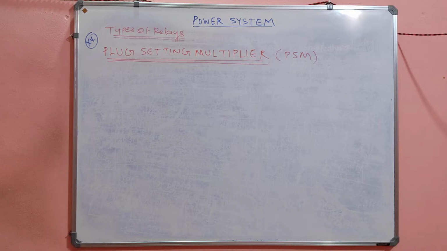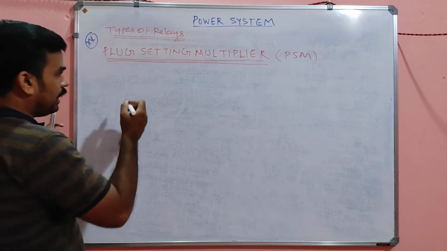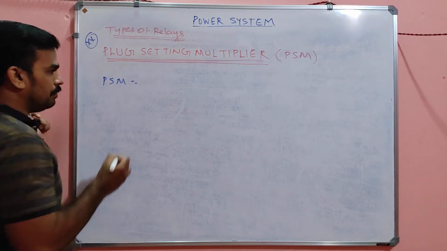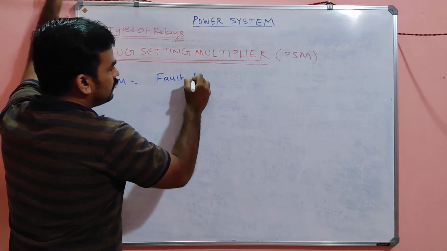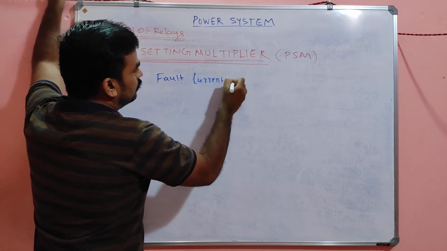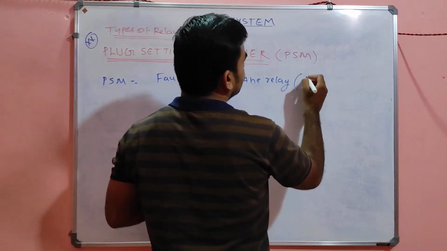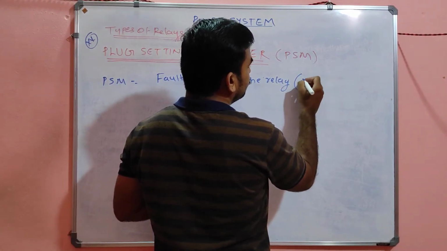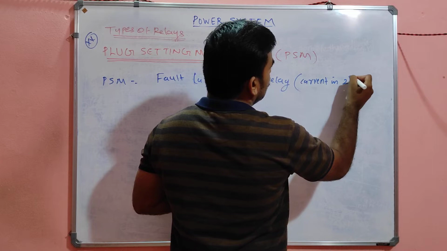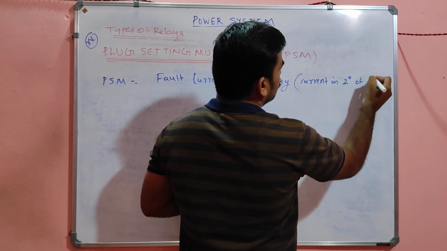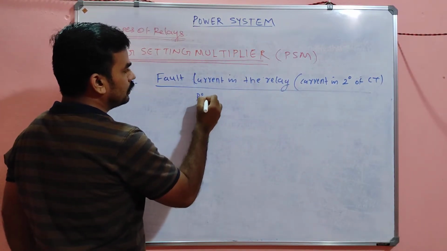Listen. So what is meant by plug setting multiplier of a relay? Plug setting multiplier has a definition like this, my dear. Plug setting multiplier is equal to the fault current in the relay, or the current in the secondary of the CT, divided by the pickup current.